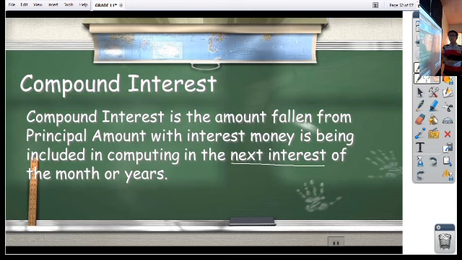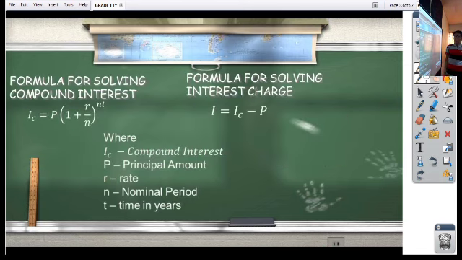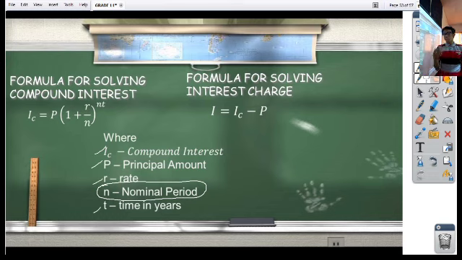Let's have the formula for solving the compound interest. Ayan. So, I sub C is the compound interest. P is the principal amount. R is the rate. And then, yung bagong term na pag-aaralan natin na meron kay compound interest, that is the nominal period, n. And then, the letter T stands for time in years. Okay, I sub C, which stands for compound interest, no? I sub C is equal to the principal amount times the quantity of 1 plus R over n, raised to n times T.